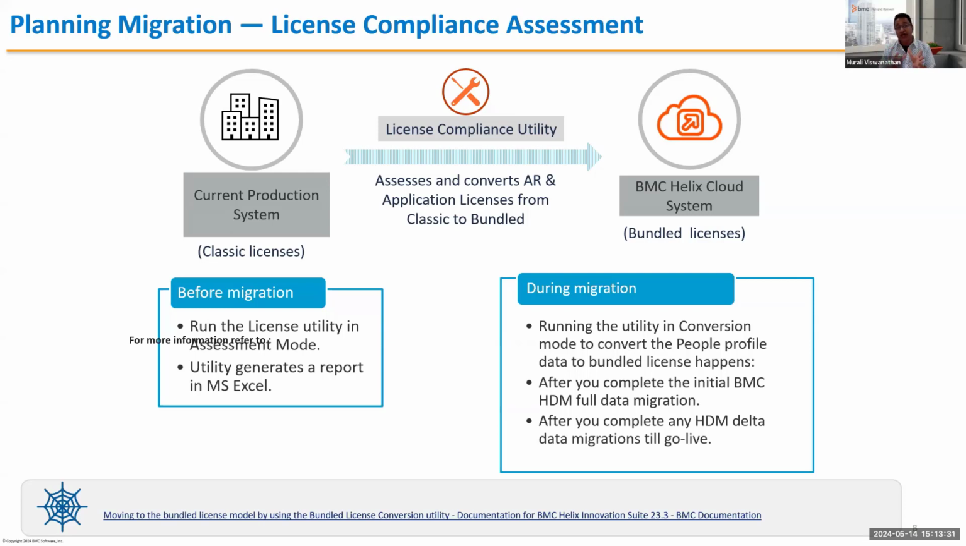And also, once you have your Helix systems ready, and once you complete your data migration, now you can imagine your migrated data will be in your old classic licenses, right? So your people profiles will be assigned to the old classic licenses. Now you run this again, so it'll run the utility in conversion mode. It'll convert those licenses to bundle licenses. So you run this conversion multiple times in the cycle, because anytime you move data, you need to run it, because the people profile will have classic licenses tagged to them.